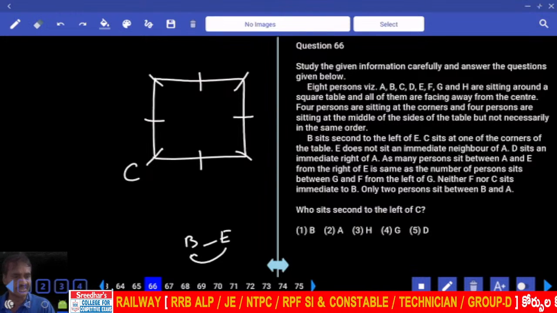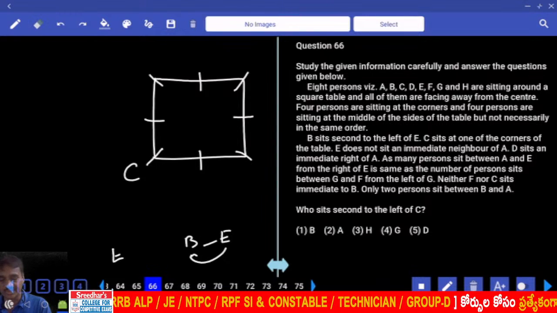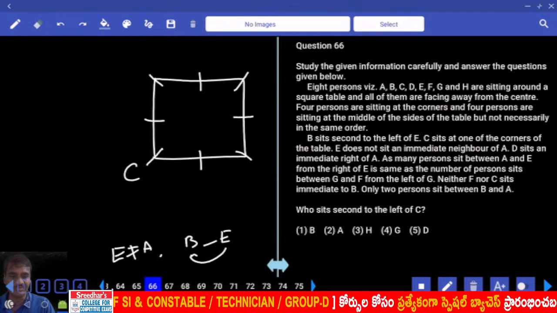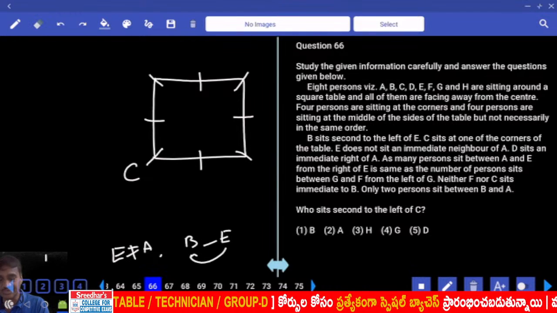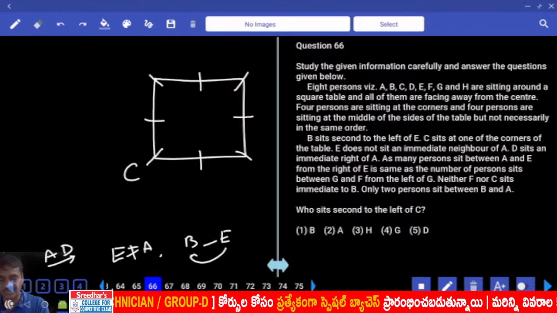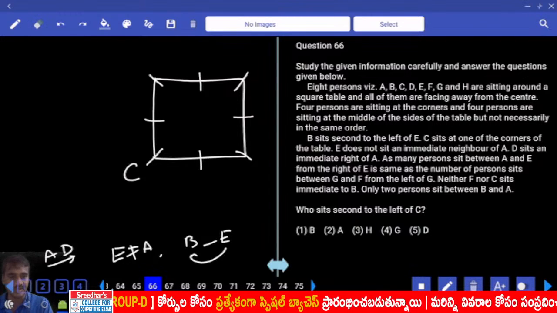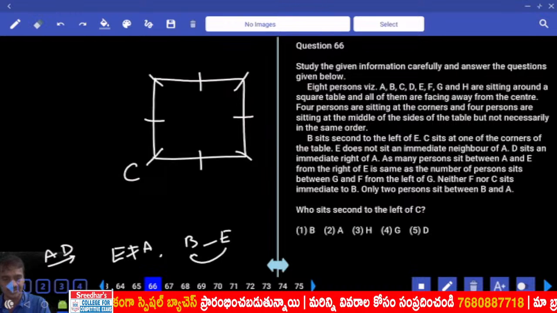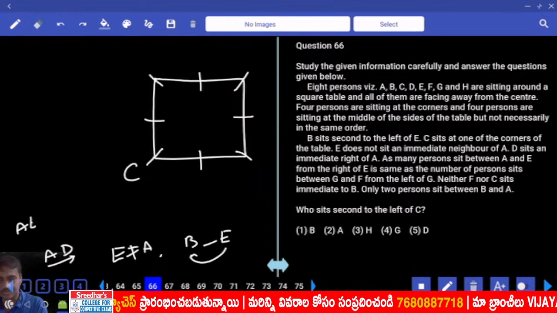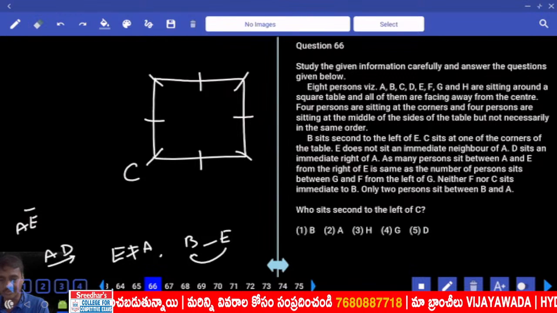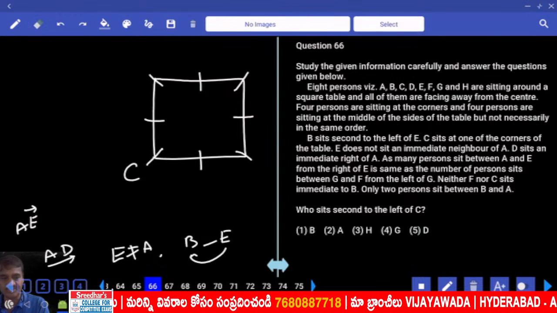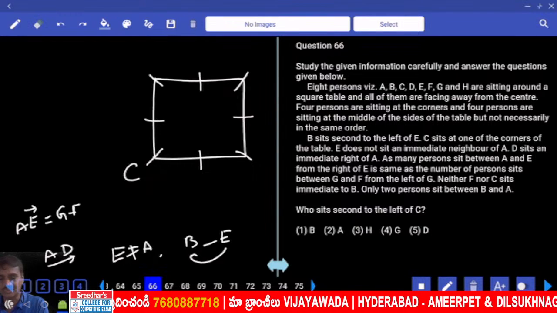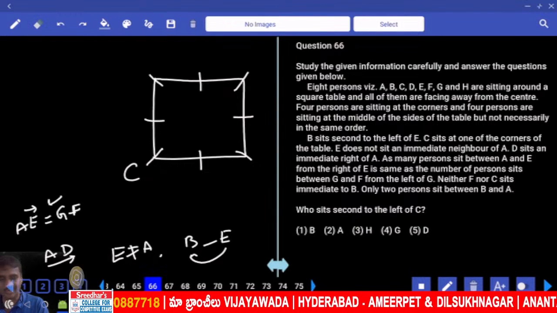And E does not sit as an immediate neighbor of B. Now B and E are not adjacent to each other. And next, D sits to the immediate right of A. D is an immediate neighbor of A. The number of persons between A and E from the right of E is the same as the number of persons between G and F from the left-hand side of G, and F sits to the left of G.